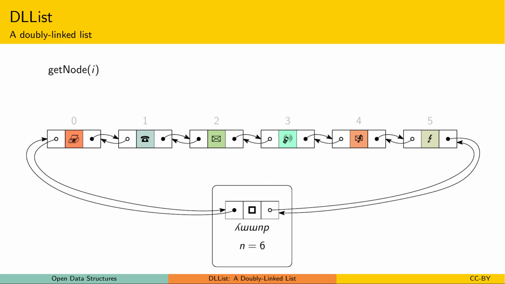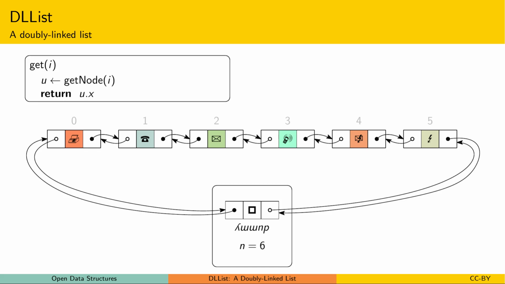Putting all this together, this means that we can get to the ith node in a DLList by following the minimum of i plus 1 or n minus i pointers. This means that the getNode(i) function runs in O of 1 plus the minimum of i and n minus i time. It takes at least constant time plus time proportional to the minimum of i and n minus i.